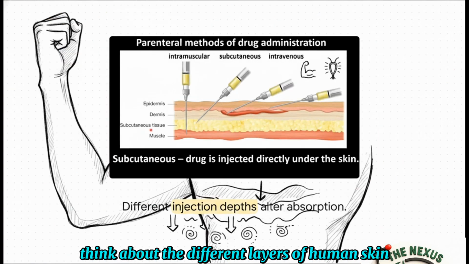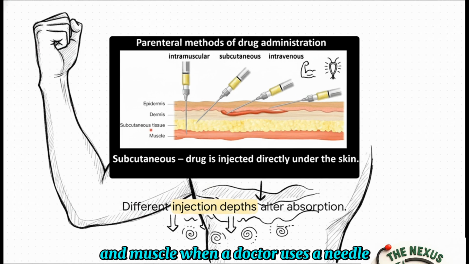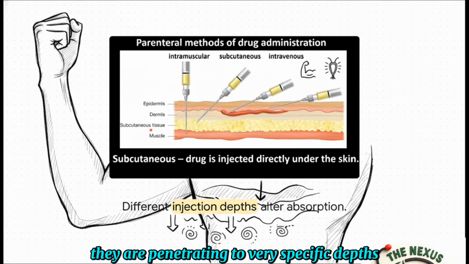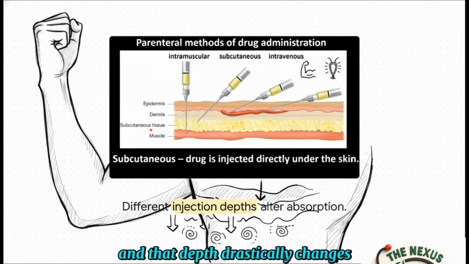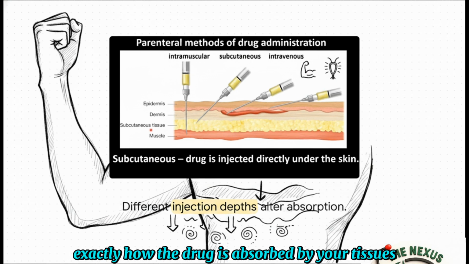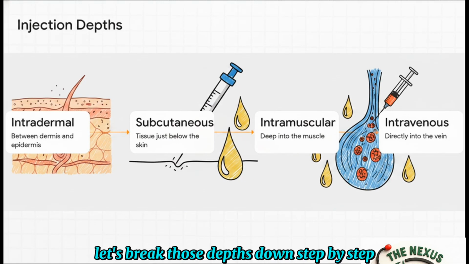Think about the different layers of human skin and muscle. When a doctor uses a needle, the lengths and angles aren't just random. They are penetrating to very specific depths, and that depth drastically changes exactly how the drug is absorbed by your tissues. Let's break those depths down step by step.